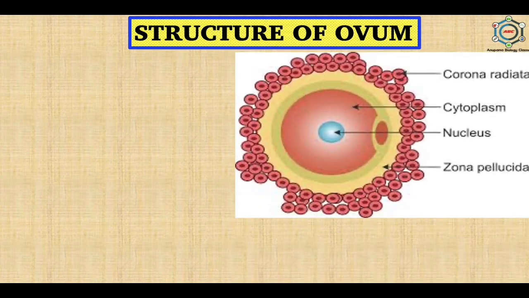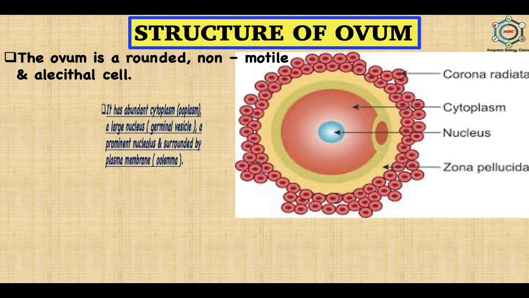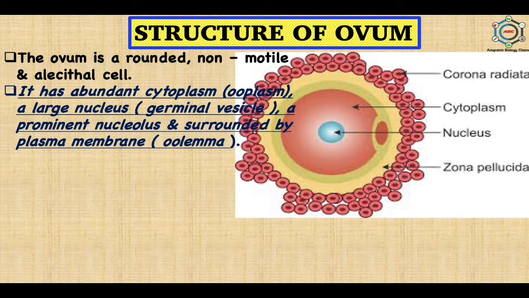Now, the structure of the ovum. This is a complete structure of the ovum. The ovum is a rounded, non-motile and alecithal cell. It has abundant cytoplasm, that is ooplasm, a large nucleus, that is the germinal vesicle, a prominent nucleolus, and is surrounded by the plasma membrane, that is the oolemma. Here, one thing, the alecithal cell or egg. What is the meaning of alecithal? Alecithal means absence of yolk.